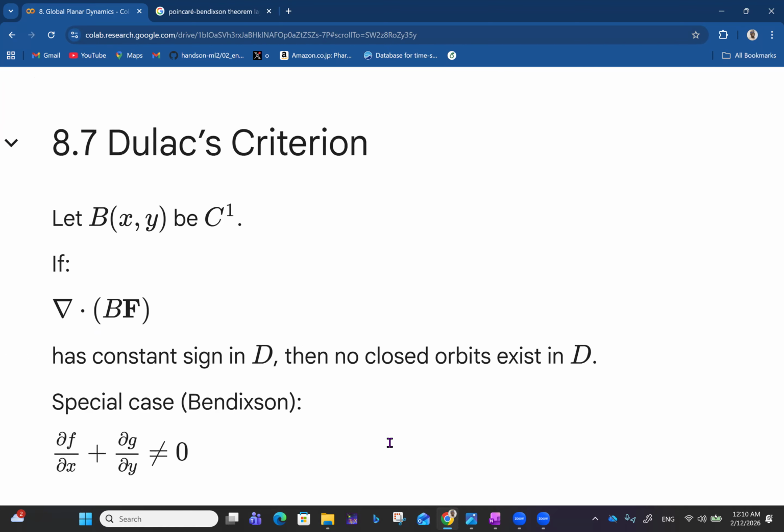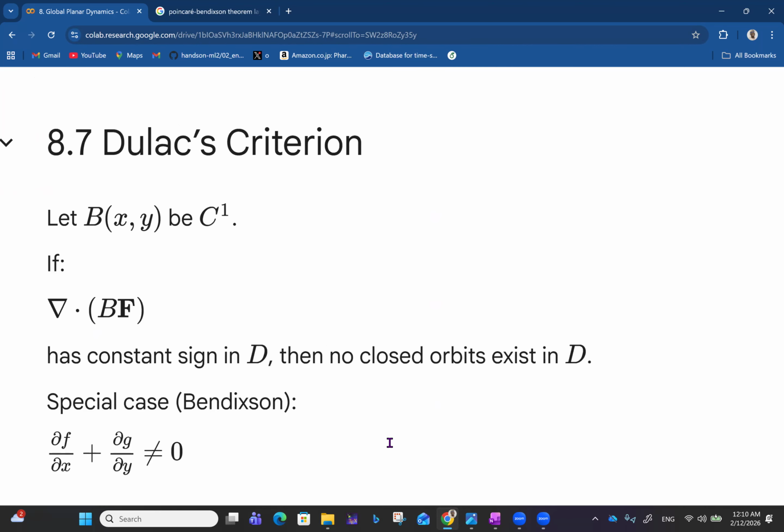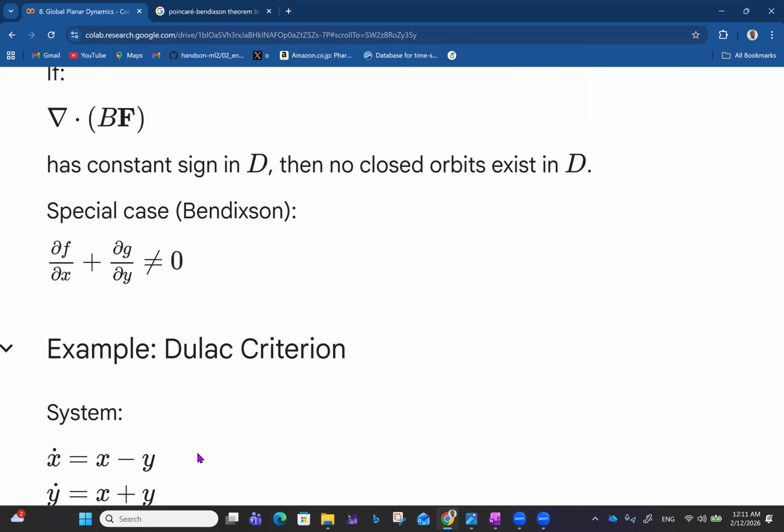So we have Dulac's criterion, which is the next point we're looking at. Let B of x, y be C1. If the divergence of B times F, that's the dot product of the gradient with B F, where F is a field, has constant sign in D, then no closed orbits exist in D. A special case is Bendixson's criterion, where df/dx plus dg/dy is not equal to 0. That's a special case right there.